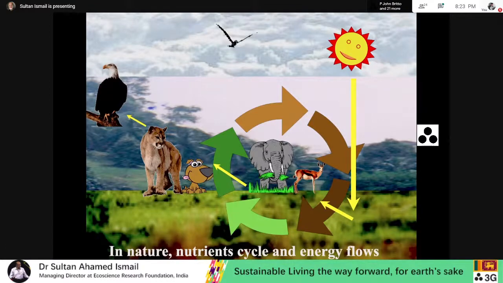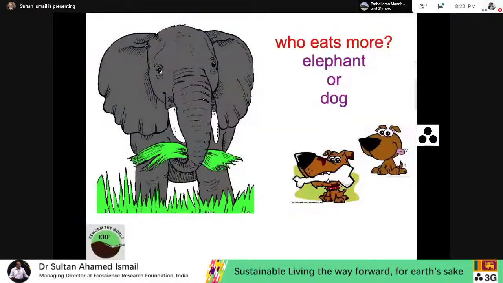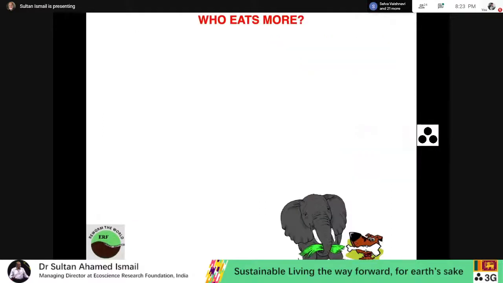Now, please have this in mind to understand this concept. I have always played with students, asking this question: who eats more, the elephant or the dog? The general answer given to me by many children, and even teachers sometimes, is that the elephant eats more. Please understand the concept of ecology over here when we communicate with people.